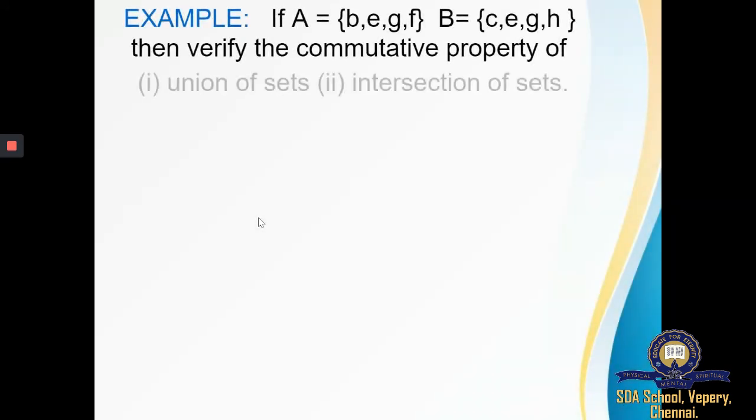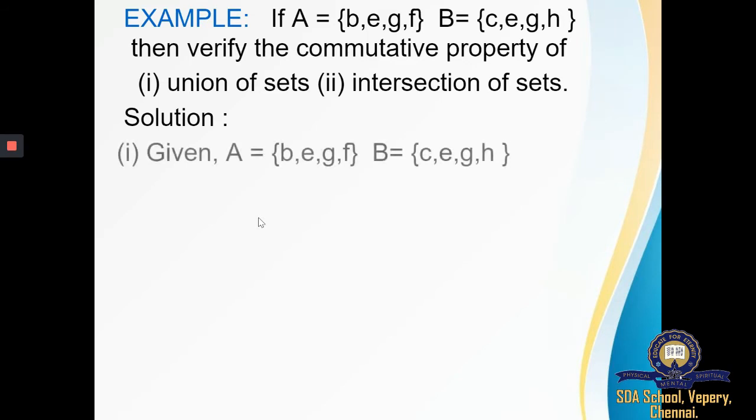Now let us prove this with the help of an example, right? So what is the given question? If A consists of elements B, E, G and F and B consists of elements C, E, G and H, then we have to verify the commutative property of union of sets and intersection of sets. Alright, so let us first prove the union of sets. How do we prove? Let us write the given question.